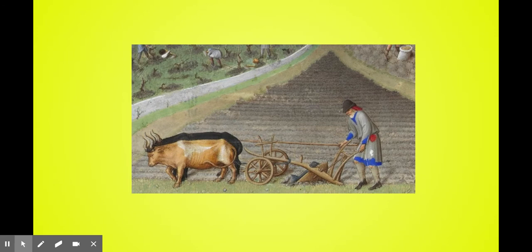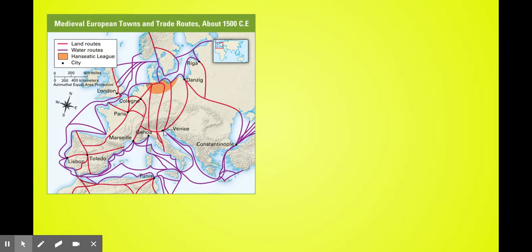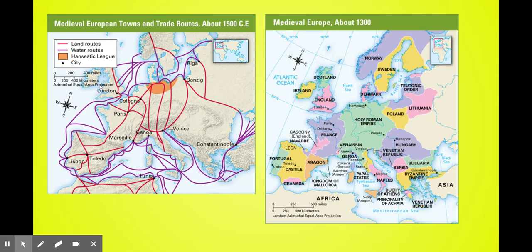Another reason for the growth of towns was the revival of trade. Seaport towns such as Genoa in Italy served as a trading center for goods from the Middle East and Asia. Within Europe, merchants would often transport goods by river, and many towns grew up near these waterways. So this is very important because as you notice, there's not too many red lines, land routes, but there's a lot of purple lines here, meaning water routes. Notice all these cities are popping up near bodies of water.